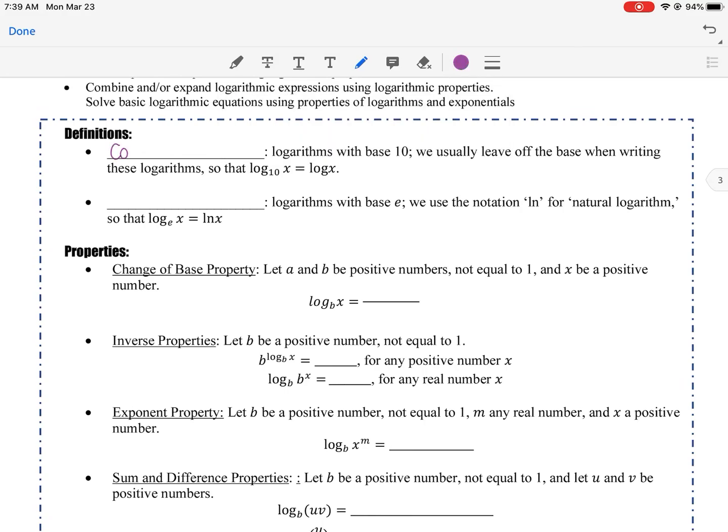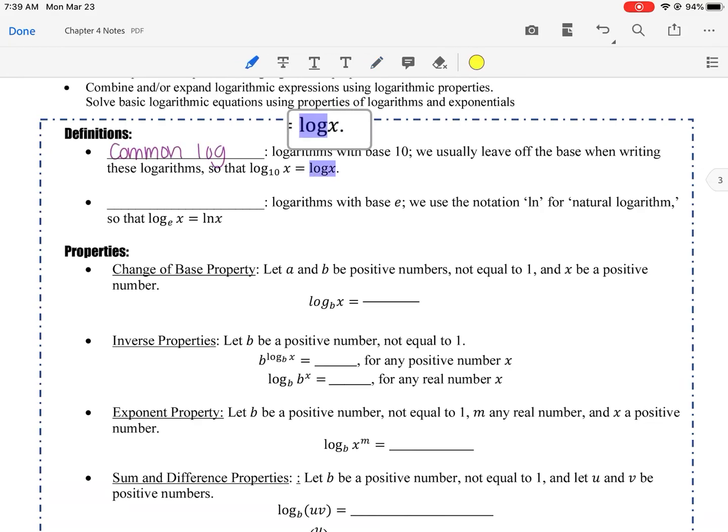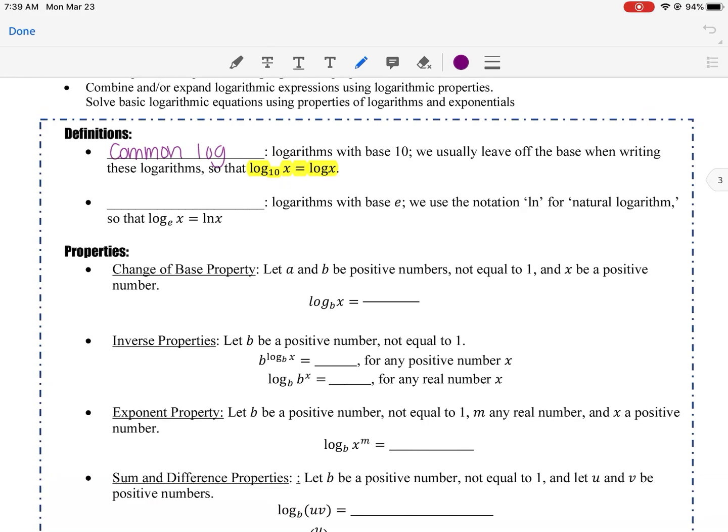So, our common log is base 10, and we use it quite frequently, but it's good to know that if you just see something that says like log of x there, that really means log base 10 of x.